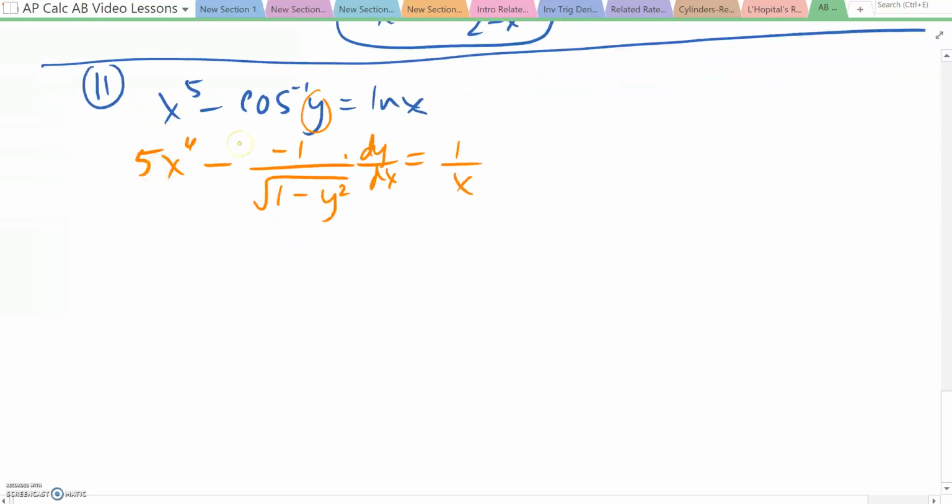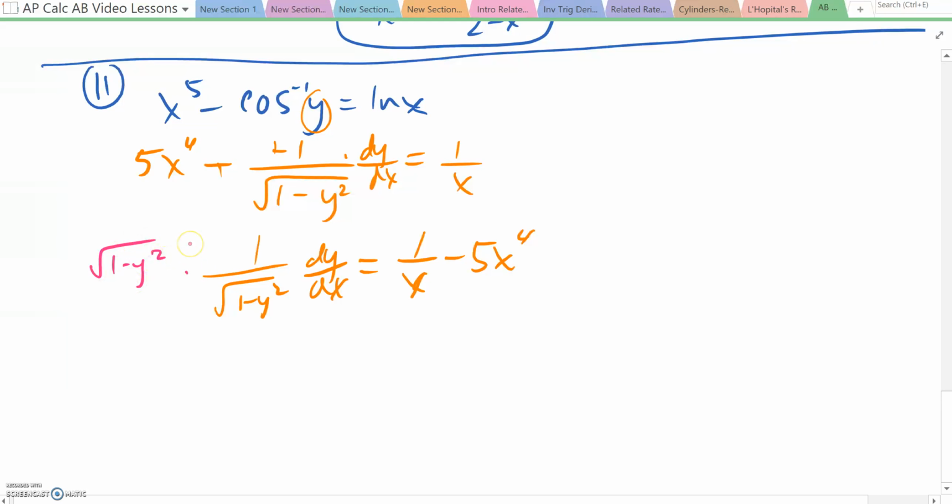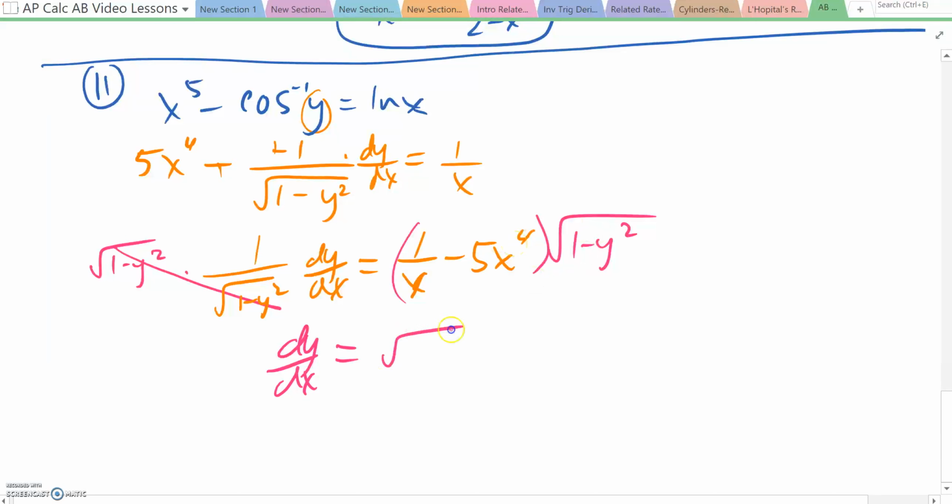At this point, we'll move the 5x to the 4th over. These negatives will cancel. So we'll have a 1 over root 1 minus y squared dy/dx equals 1 over x minus 5x to the 4th. And let's see. Got a little bit more to do here. We just want to get rid of that root 1 minus y squared there. So we'll multiply both sides by root 1 minus y squared. Do the same thing over here, root 1 minus y squared. All right, so that means these are gone. I get a nice dy/dx on the left. And you can just copy this down as is. If you want, you can put the root in front.